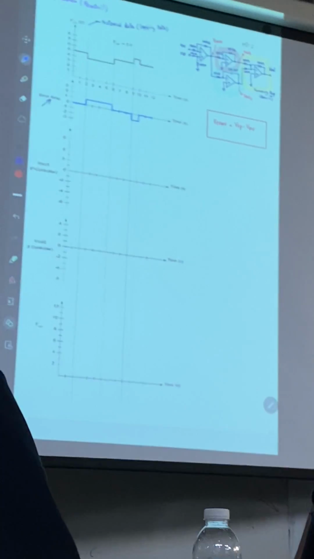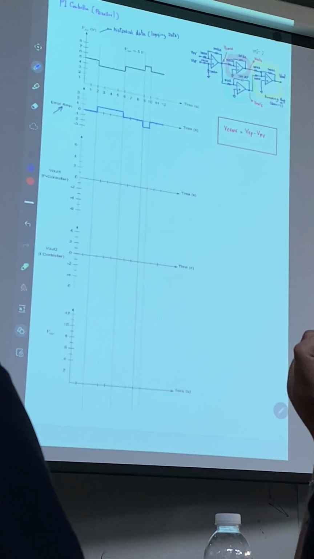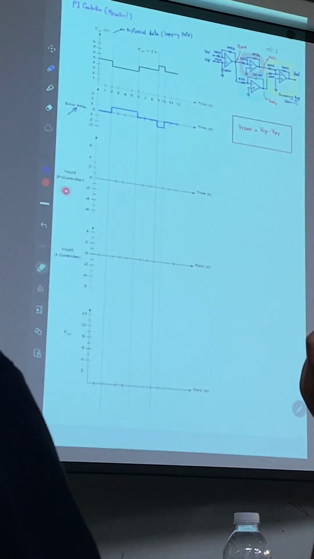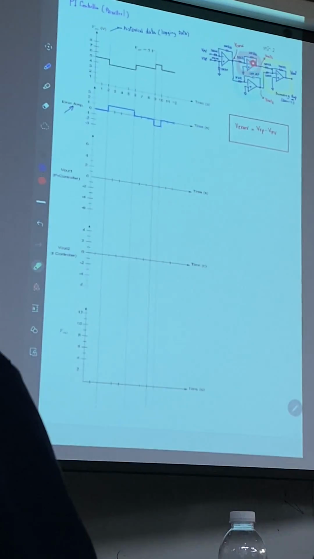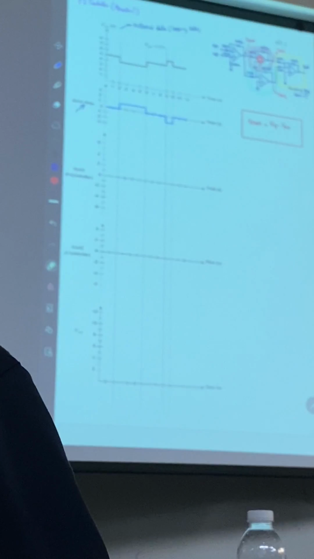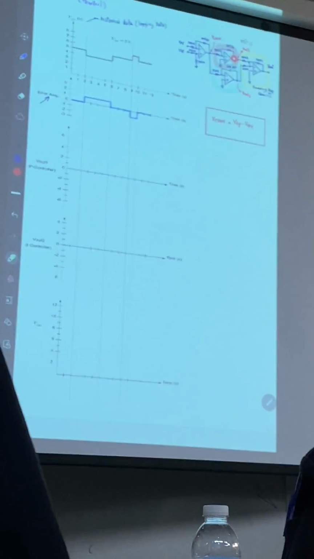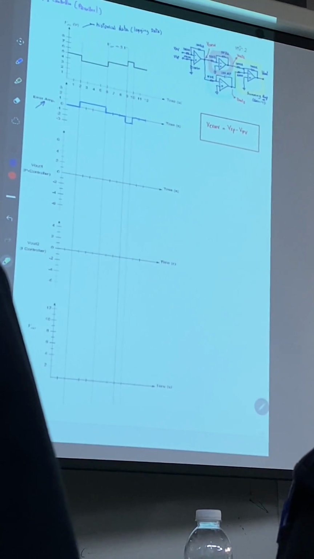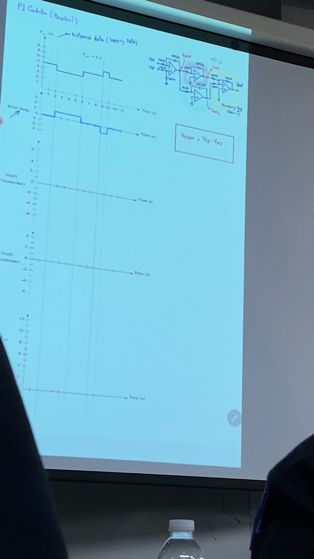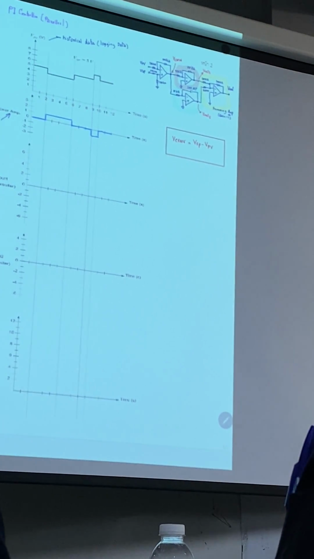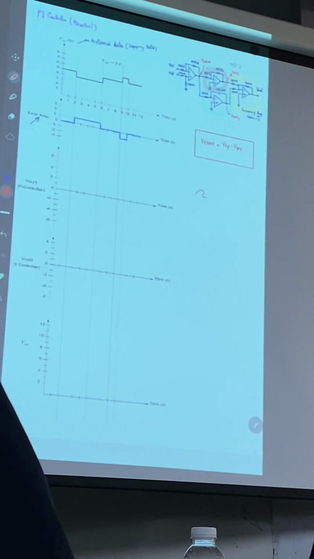The next step we have to evaluate the output of the P controller. First, we have to understand the output equations of this circuit. Once we know that it is an inverting amplifier, you simply write down the output equations.